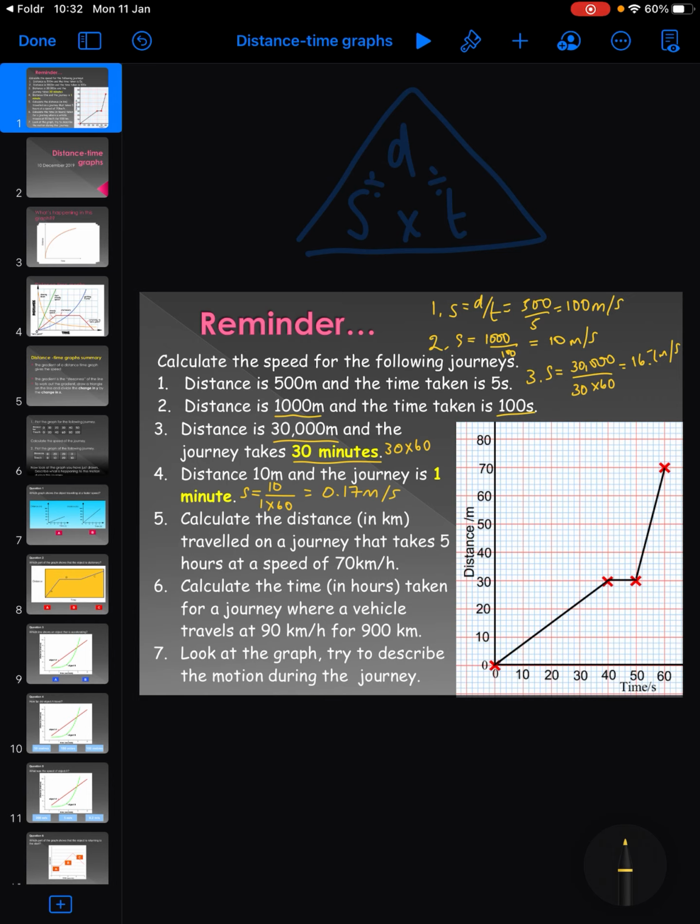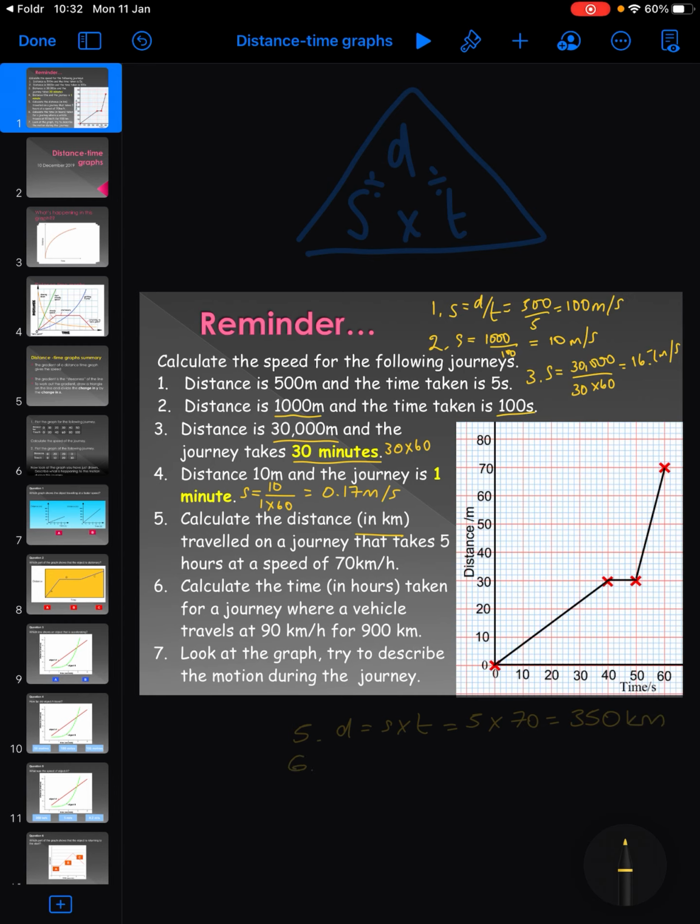Number 5, calculate the distance. Now interestingly here it says in kilometres. Travelled on a journey that takes 5 hours at a speed of 70 kilometres an hour. Now normally I'd be saying, right, we need to convert, you're in hours, you're in kilometres, etc. But because they've asked for it in kilometres, and we're given time in hours and speed in kilometres per hour, we don't actually need to do any conversion, which is quite nice. So I am going to write down here, just because I've run out of space on that board. But you're working out distance, which is speed times time. You're going to do 5 times 70, which equals 350 kilometres.